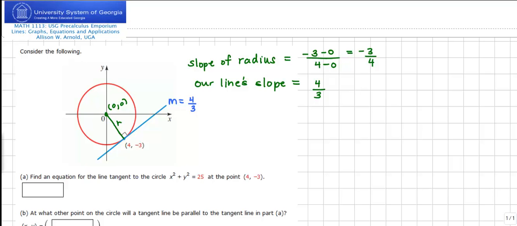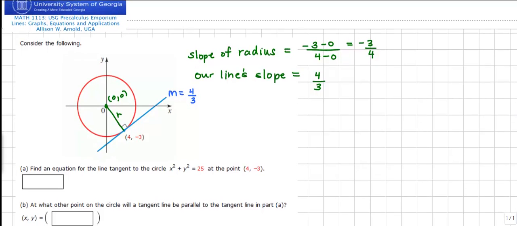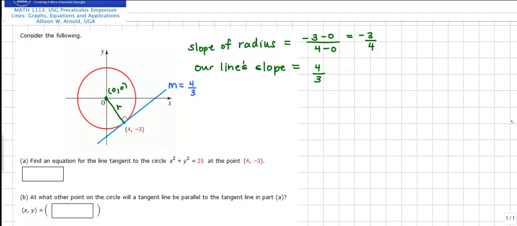And since we already have the ordered pair that the line passes through, then we can quickly write the point-slope form of the equation of the line as follows. y minus the y coordinate of the point we're given equals the slope times x minus the x coordinate, or more specifically, y minus -3 equals 4/3 times x minus 4.